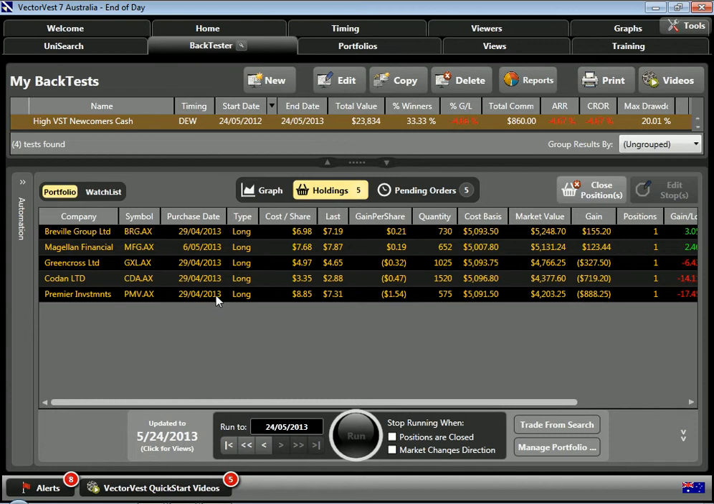But to really put this to the test, I checked with our developers to see how far back we have data for this setup of the DEW and this high VST newcomers search. And we have that all the way back to February in 2007. So that gives us over 6 years of research that we can analyze.